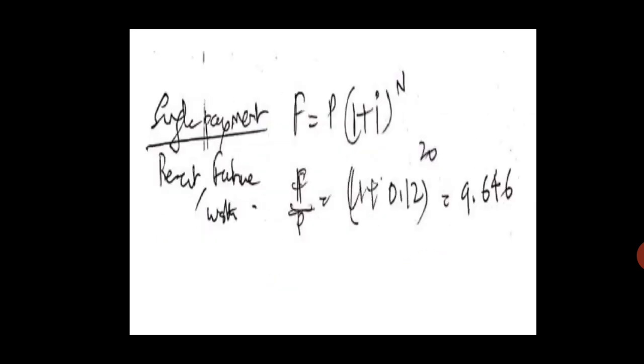Secondly, the future amount of the present amount, that is 20 lakhs that we are investing. F is equal to P in bracket 1 plus i raised to n. So here F by P is equal to 1 plus i, that is 1 plus 0.12, and n is 20, which becomes 9.646. You can calculate like this.